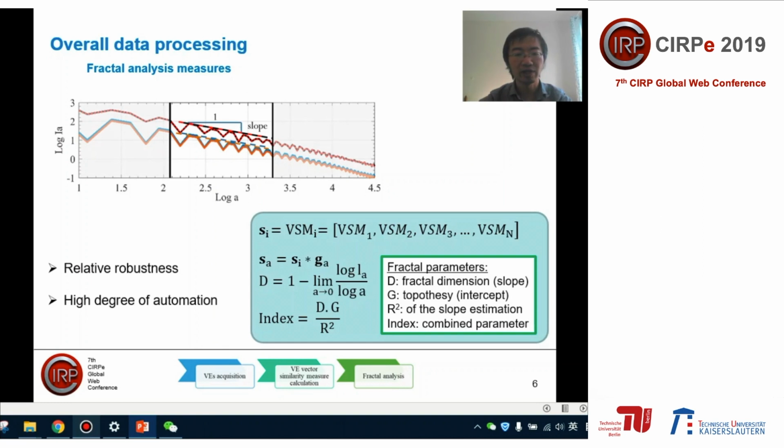Then, S is assumed to have a finite length, which is named L. This equation. Finally, the regularization dimension. The fractal dimension estimation can be calculated by this equation, which means D. The range of the scope determination is selected after primary evaluation, and the scope definition is here. And finally, in this research, we will use the fractal parameters D, G, R square, and Index. Index is a combined parameter which considers the effect of D, G and R square.